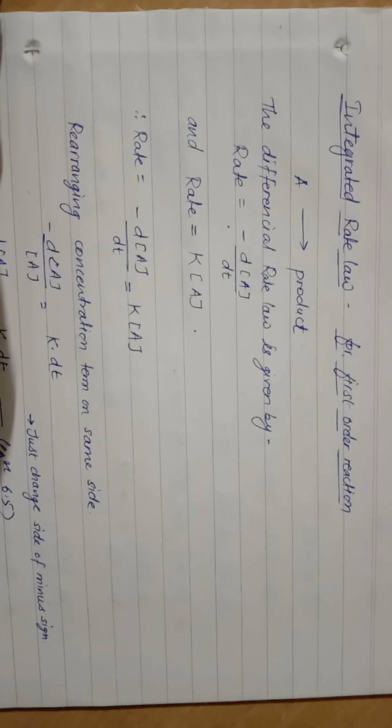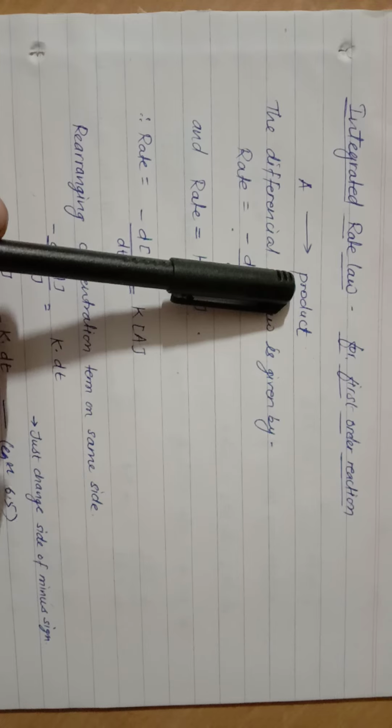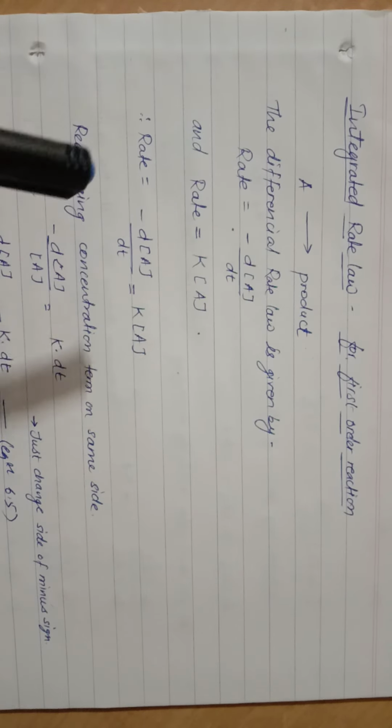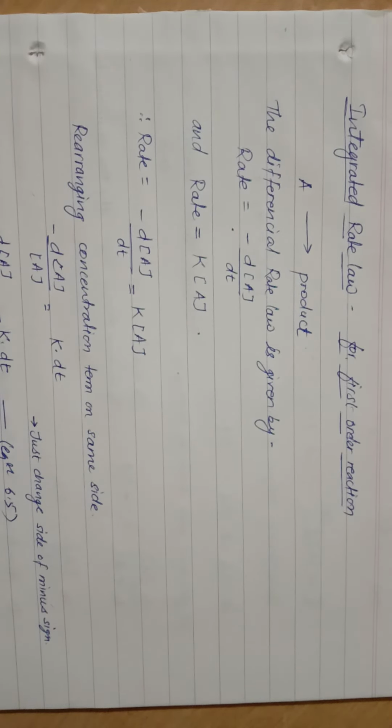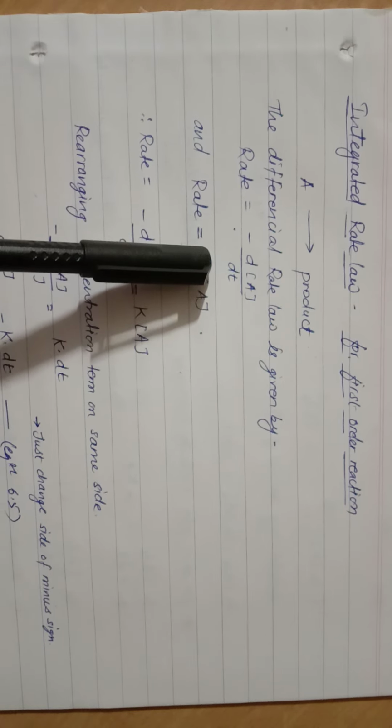In case of the integrated rate law for the first order reaction, we have a reaction, suppose A gives product. Now for this reaction we have to derive the integrated rate law. Firstly, we have already seen the differential rate law for any reaction. So rate is equal to minus d[A] upon dt, that is the instantaneous rate law.